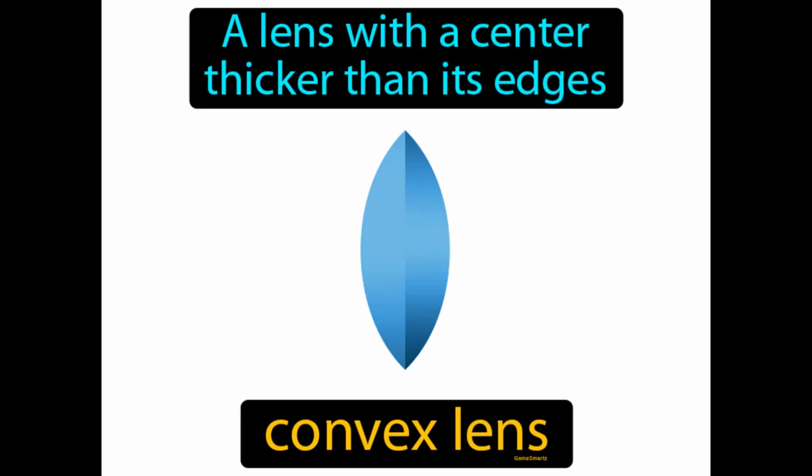A lens with a center thicker than its edges. Convex lens. A convex lens bends light rays inward to focus them at a point, making objects look larger.